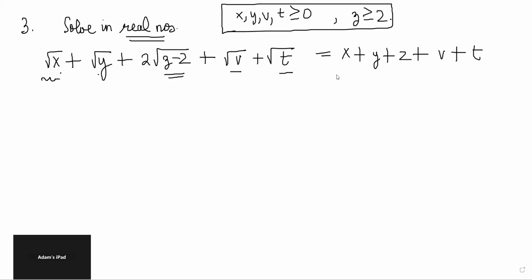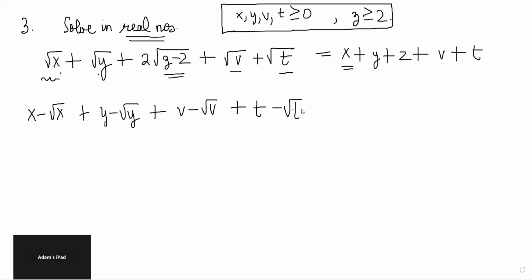Basically, you have root x and you have x, no? I will complete the square. So what I will do is, I will bring it to one side. So let's do x minus root x. Similarly, you have y minus root y, v minus root v, t minus root t. All those are similar to each other, right? Then the only one that is slightly different is z minus 2 times root over z minus 2, right? So I have brought everything to one side.